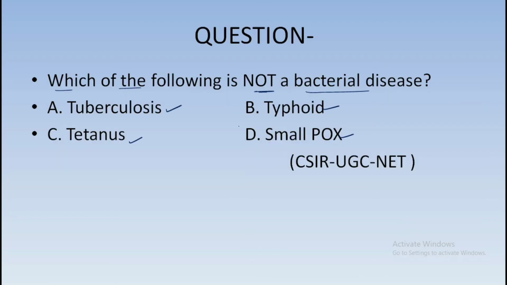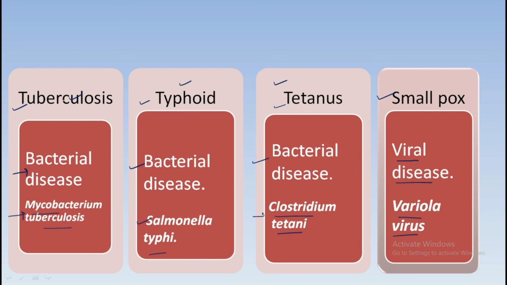Hence, we can say that D is the correct option because it is asking which of the diseases is not a bacterial disease. Hence, smallpox, which is a viral disease, is the correct answer. If we want, we can also remember the type of the other three diseases and their causative agents, as they can help us solve any question in the future if asked.